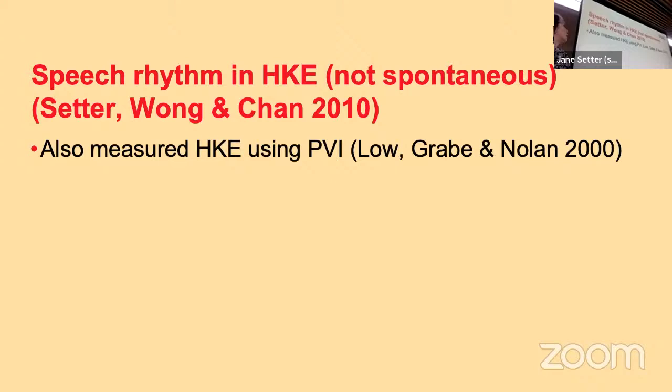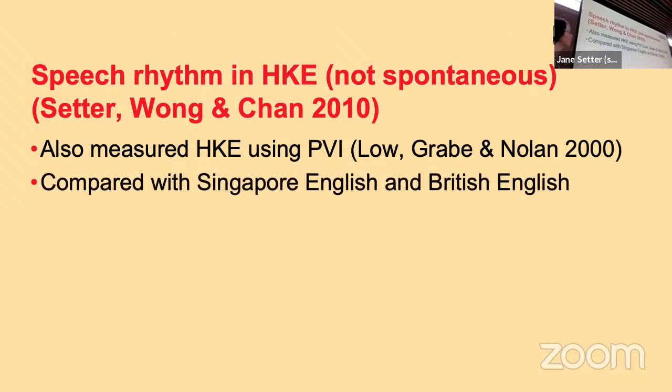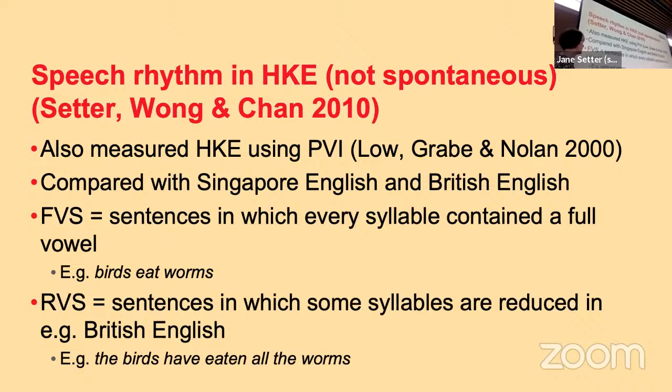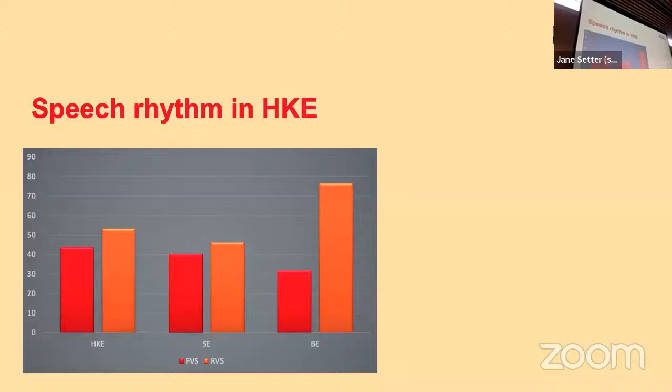We also looked at speech rhythm in non-spontaneous Hong Kong English. We basically used the sentences from Low, Grabe and Nolan's experiment looking at Singapore English, where you have full vowel sentences. So every syllable has a full vowel. So, birds eat worms, for example, as opposed to the birds have eaten the worms, where you've got full and reduced sets. So we had full vowel sets and full and reduced sets. And we just used the Grabe and Nolan examples. So we've got Hong Kong English, Singapore English, and British English there.